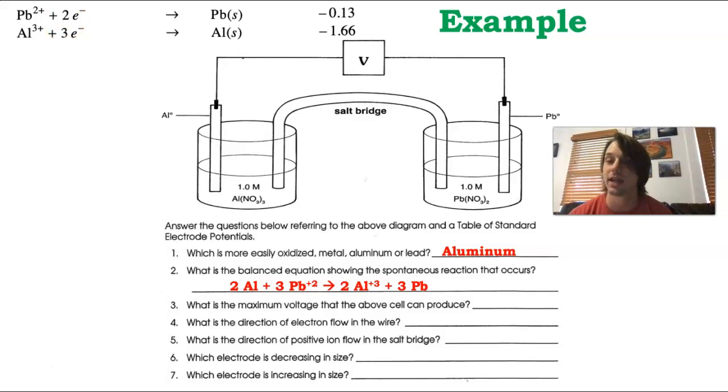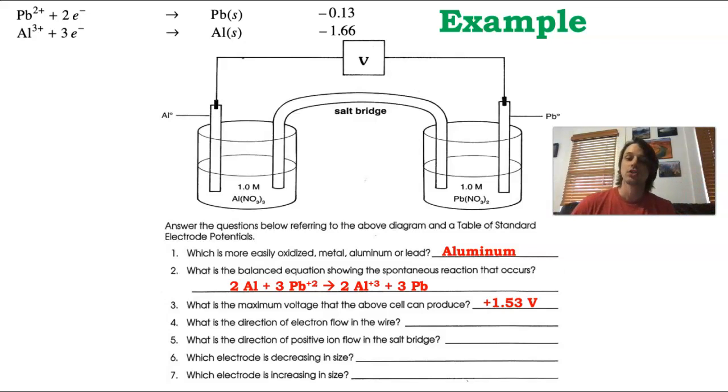The maximum voltage that this cell could produce, well, I flipped aluminum. Again, I don't multiply them by anything, and then I add them together. So I flip 1.66, add it to negative 0.13, and I get positive 1.53. If I get a positive voltage, that is a spontaneous reaction. That would occur and that could produce energy that I could harness to do work, like light up a light bulb or start a car.